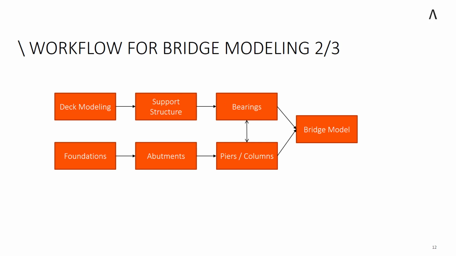The second part of it, after you've got the setup done, is to actually model the bridge. There's a number of ways you can take. One path is to go from the top down, which involves looking at the superstructure, modeling your deck, the structure that supports it like your beams, and then the bearings. Another option is to go from the bottom up, starting at the substructure with your foundations, abutments, piers, columns, what have you.